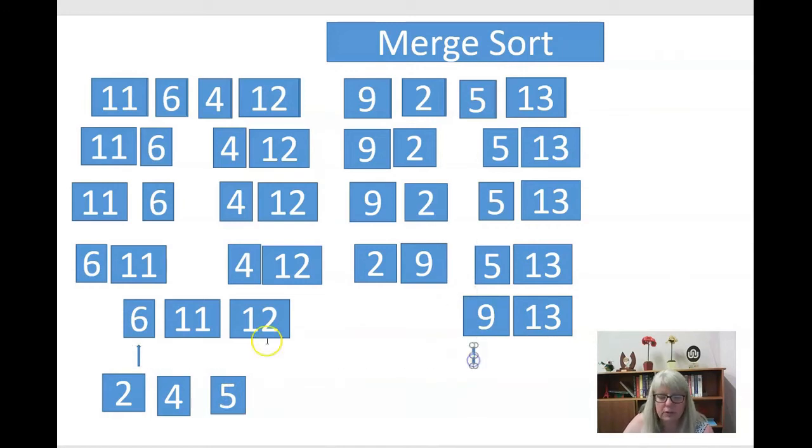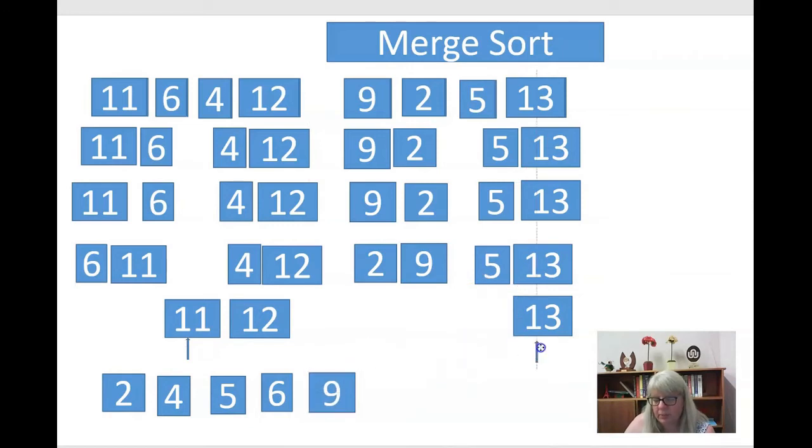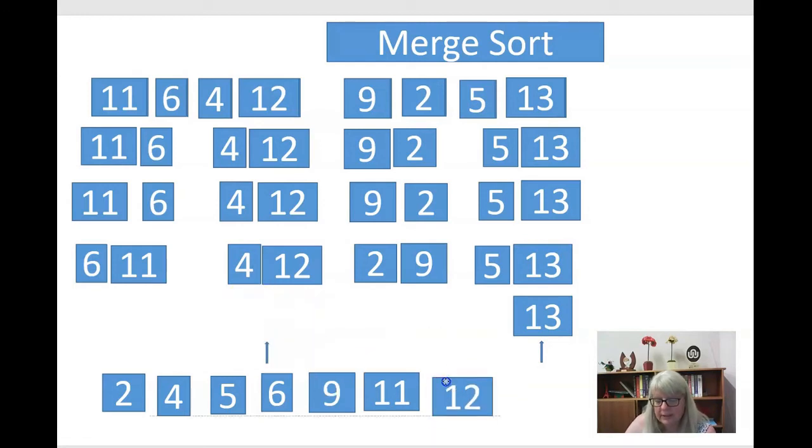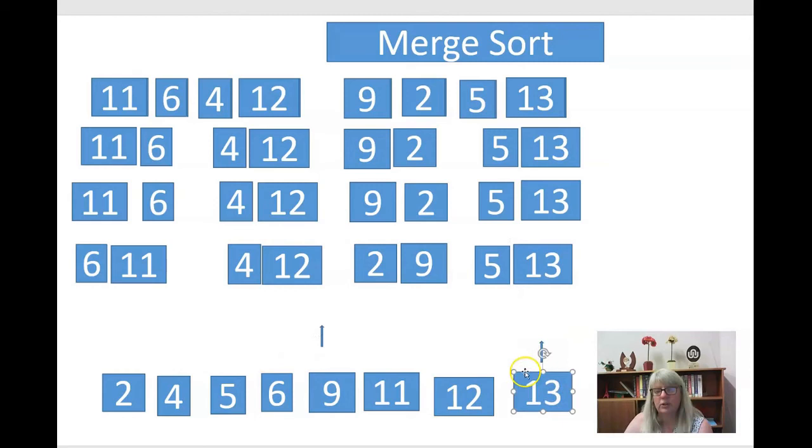Advance the pointers, 6 and 9, 6 is the smallest and advance the pointer. 11 and 9, 9 is the smallest. Advance the pointer. 11 and 13. 11 is the smallest. Move it and move the pointer. 12 and 13. 12 is the smallest. And the pointer will fall out of the list. And that means copy all the items from there. Cool. So can you see how we use the typical merging algorithm to sort?